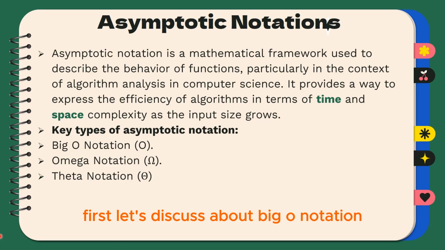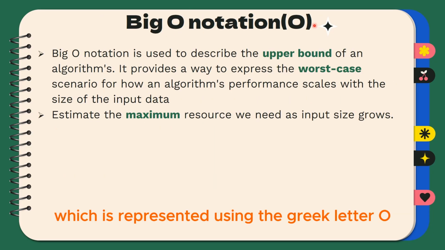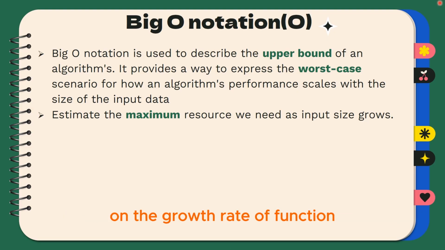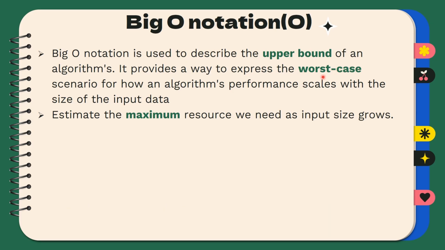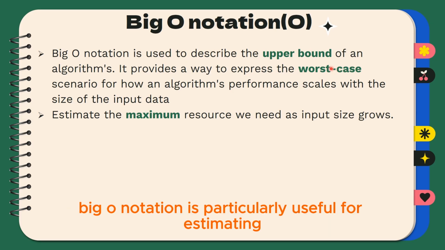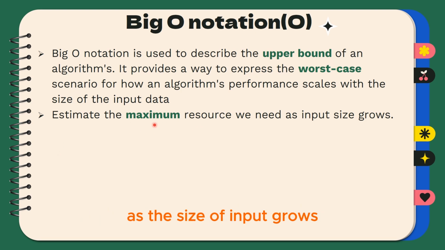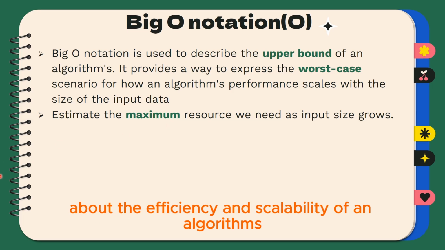First, let's discuss big O notation, which is represented using the Greek letter big O. This notation signifies an upper bound on the growth rate of a function, helping us to understand the worst-case scenario of an algorithm's performance. Big O notation is particularly useful for estimating the maximum resources we might need as the size of input grows. This helps us to make informed decisions about the efficiency and scalability of algorithms.